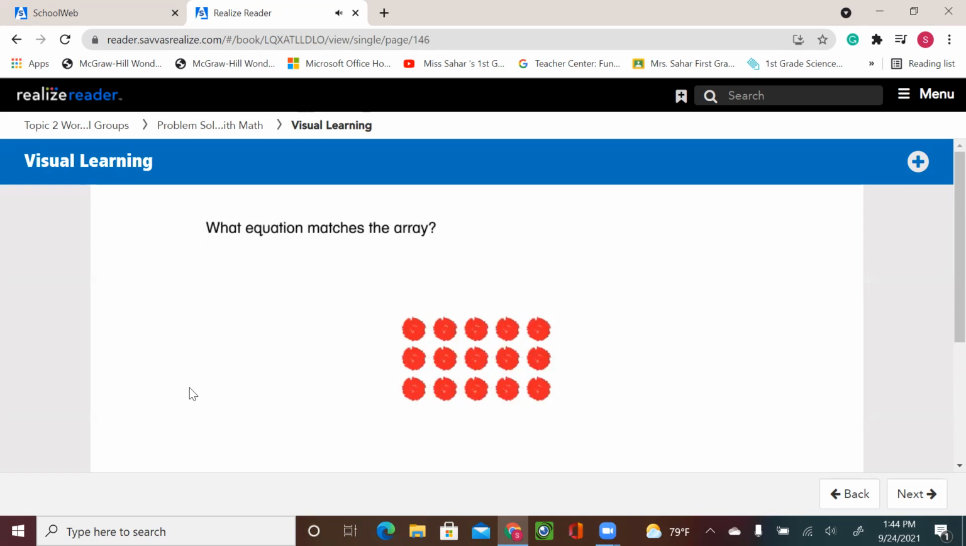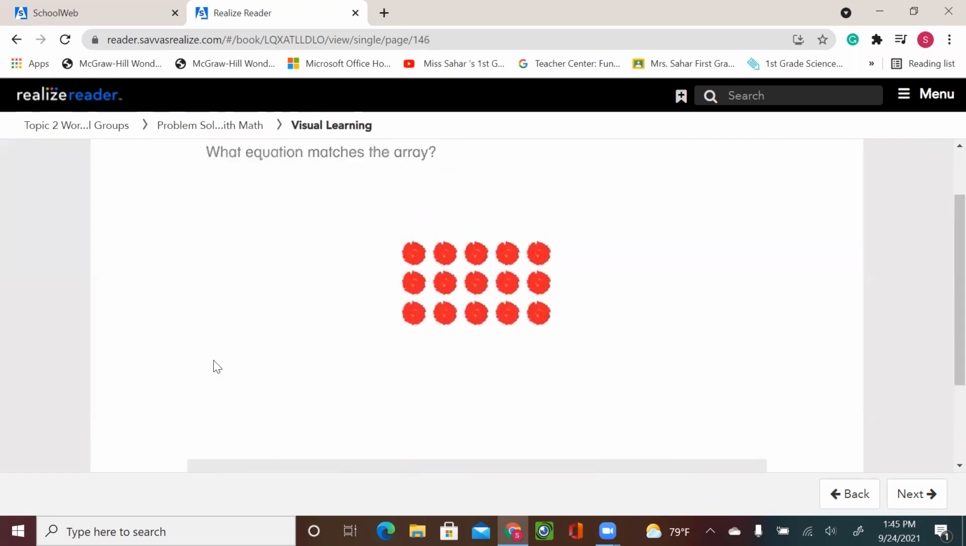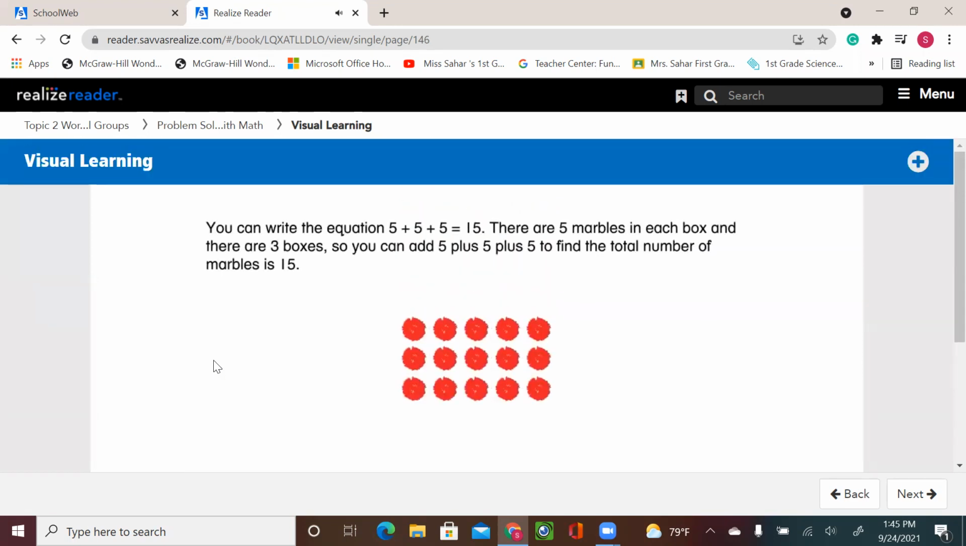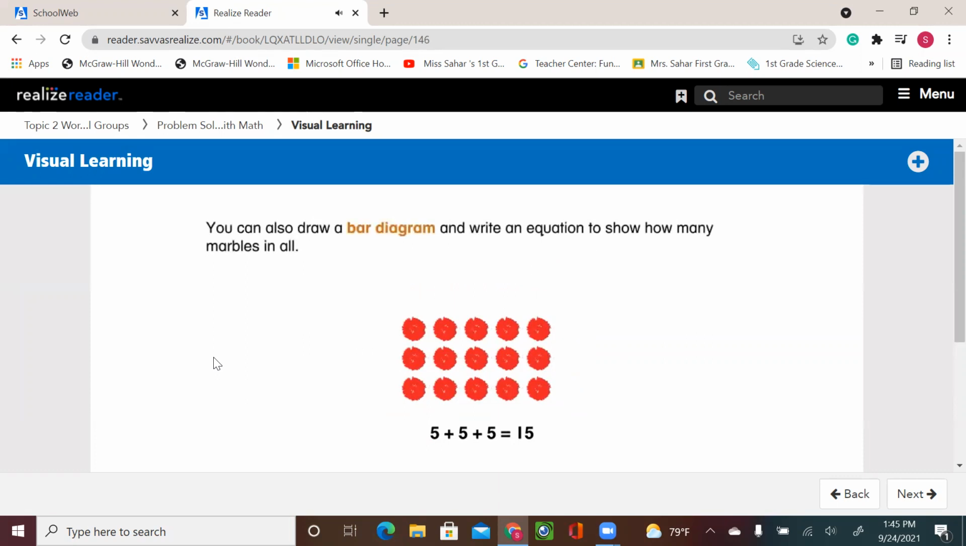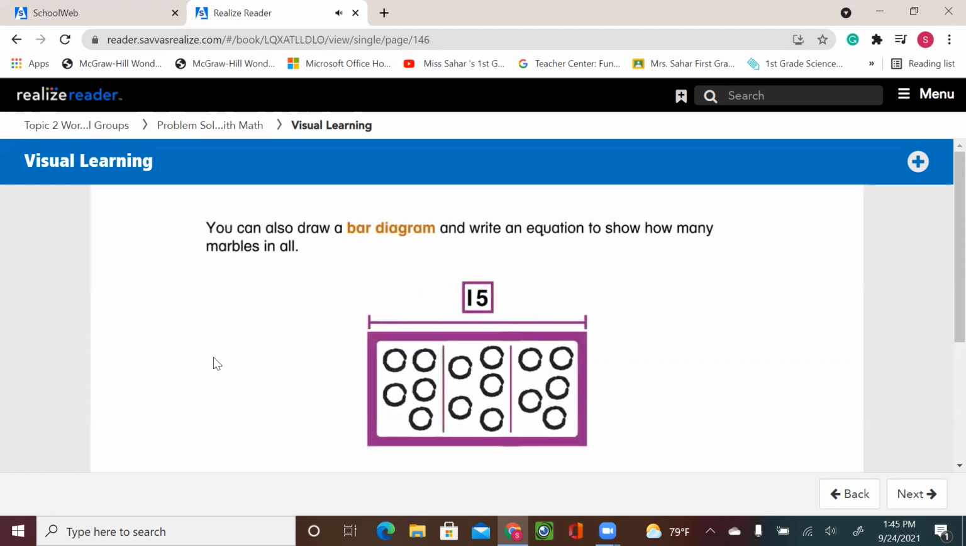What equation matches the array? You can write the equation 5 plus 5 plus 5 equals 15. There are 5 marbles in each box, and there are 3 boxes. So you can add 5 plus 5 plus 5 to find the total number of marbles is 15. You can also draw a bar diagram and write an equation to show how many marbles in all.